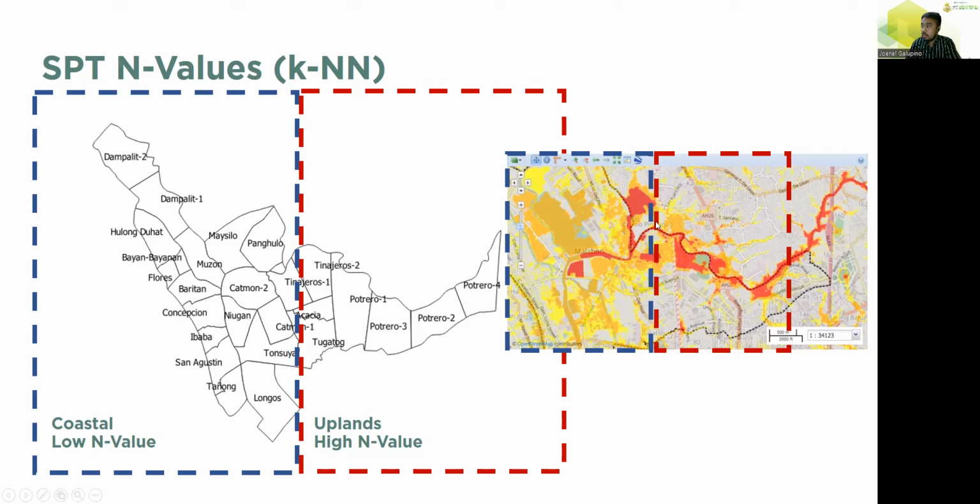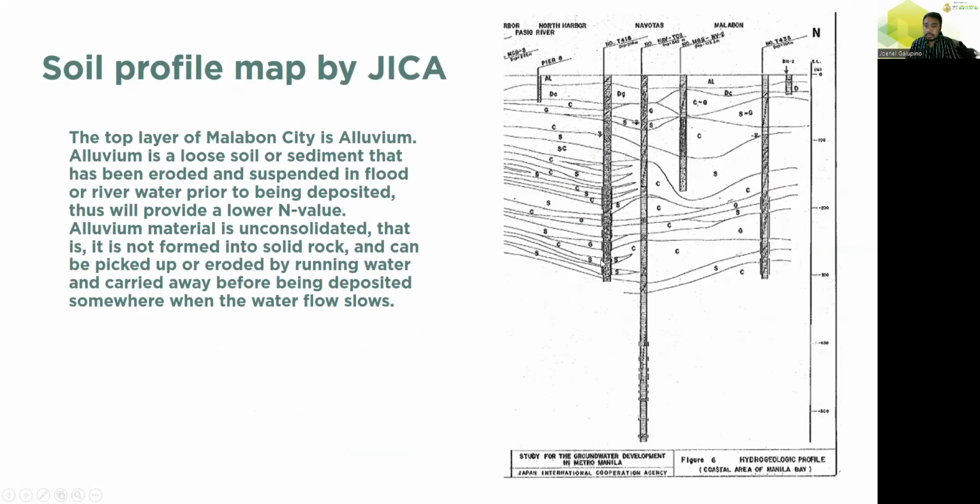As a validation, there are two zones that you have noticed that have a grouping of N values. So we have the upland and we have the coastal area. With the uplands having a higher value of N, while the lowlands, or the coastal area, which are prone to flooding, have a dominantly lower value of N. So for us geotechnical engineers, if the coastal areas have a lower value of N, it would require a deeper foundation because of this.